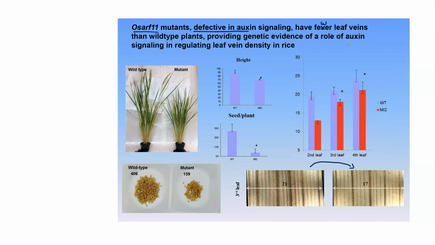So notice that we see evidence of a role of auxin in regulating leaf vein density, but the roles that we're observing are not the same in different plant organisms. So this is why we need to continue studying this a lot.